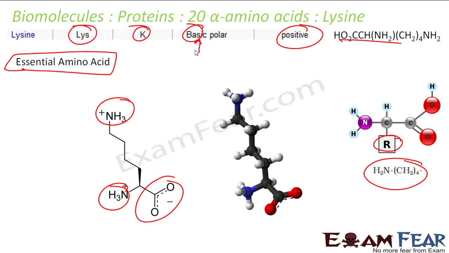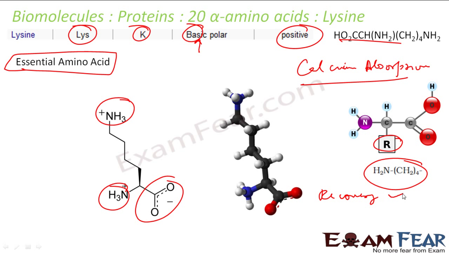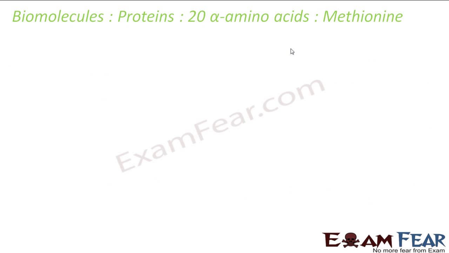So it is found in eggs, meat, soya, cheese, and it is the building block of all proteins. It plays a major role in calcium absorption. Right? Also used in recovery from surgery or injury, and it is also used to produce hormones, enzymes, antibodies. This is a very important amino acid because it is the building block of all proteins, and it is used to produce antibodies, hormones, enzymes, etc.